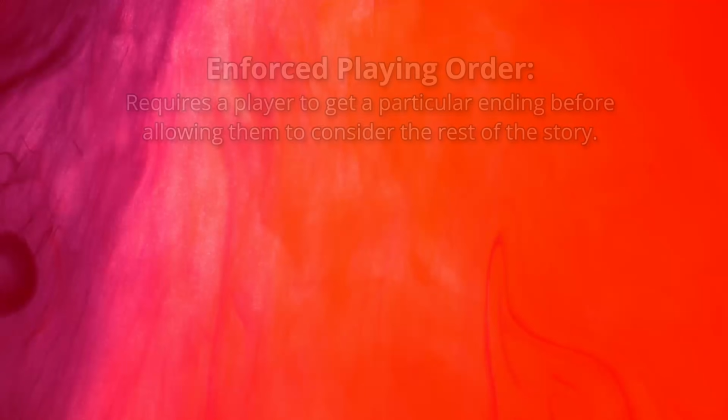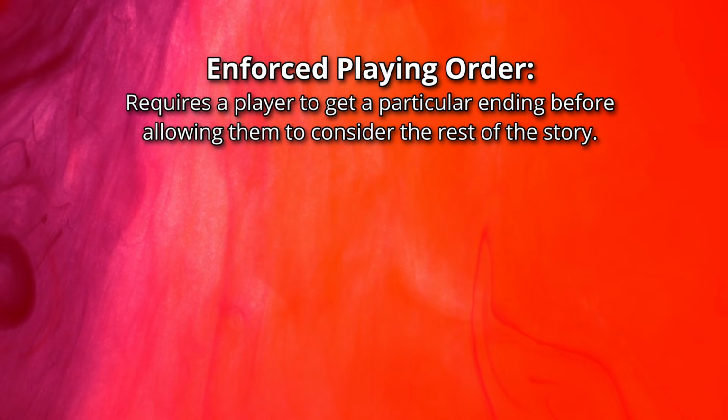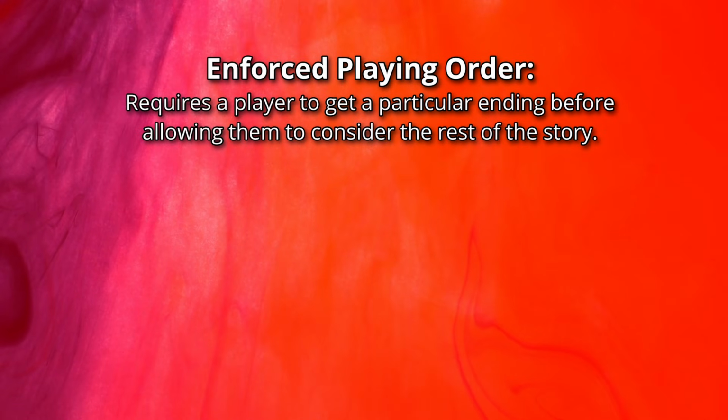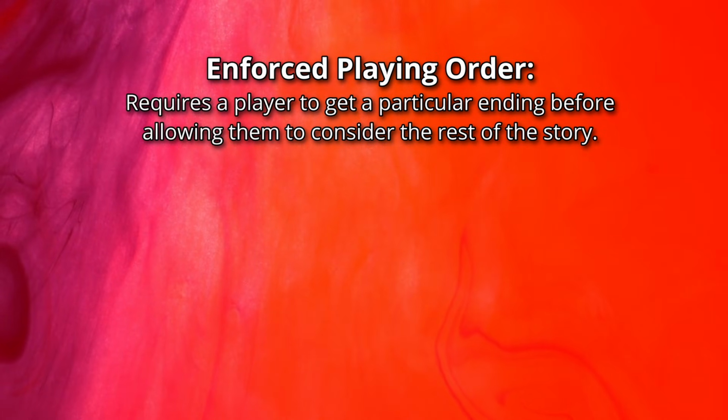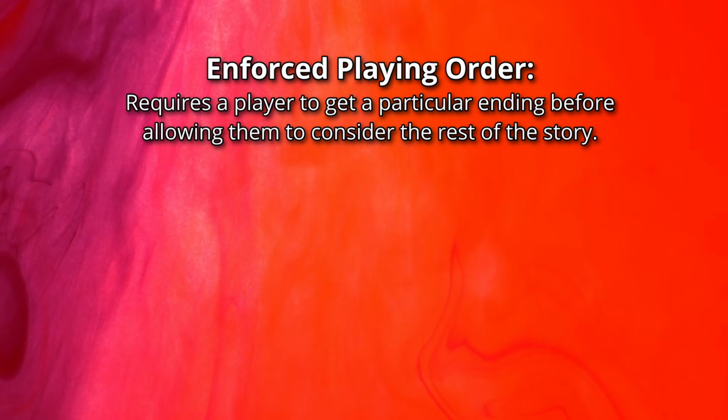When you're constructing a story, you'll often use a lot of these different narrative branch structures, but at different granularities. And once you mix them with flags, or maybe even stat systems, you can create a lot of narrative complexity. For instance, an enforced playing order is when a visual novel requires you to get to a specific ending or route before it will allow you to access another ending or route.